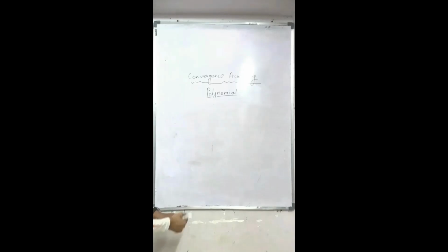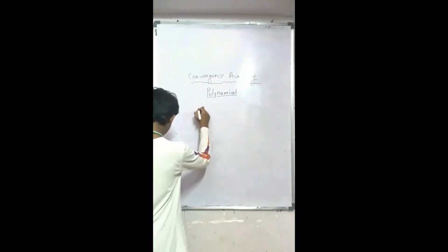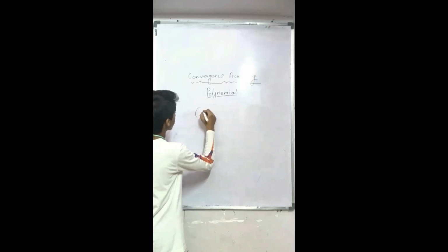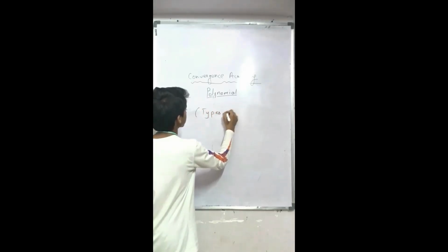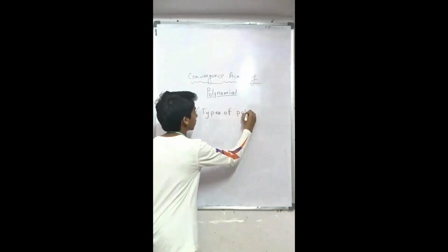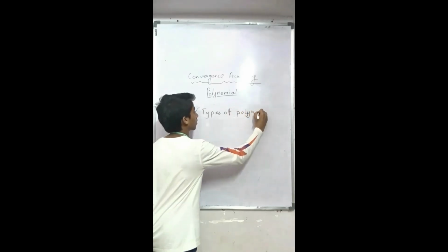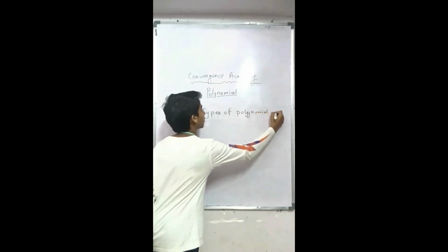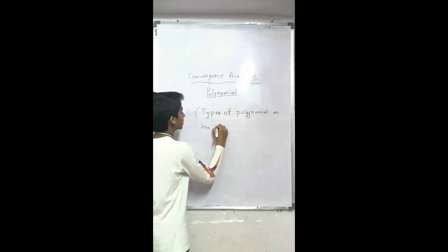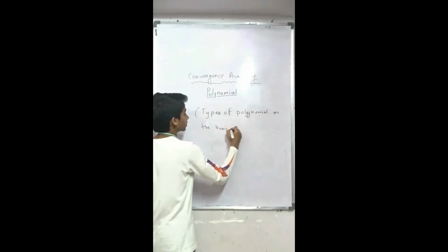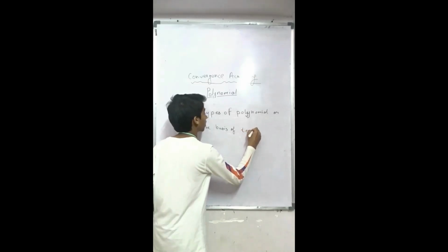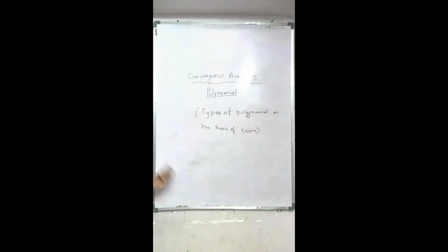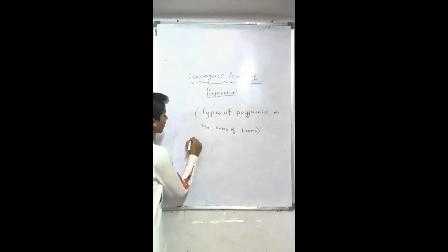So our next point is types of polynomial on the basis of terms. Okay, so what is here? Types of polynomial on the basis of terms. Okay, so the first type is monomial.